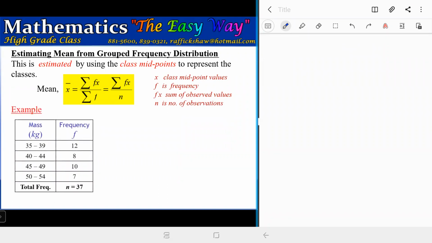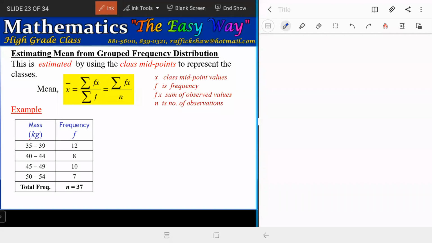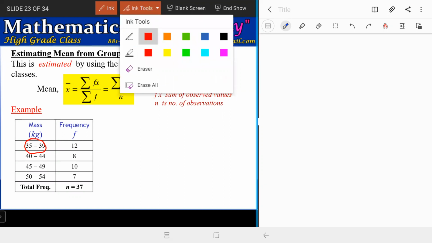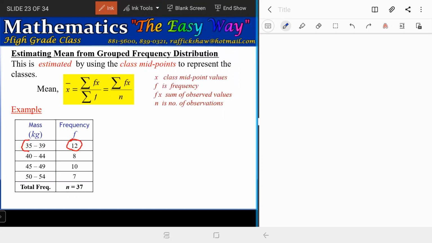So in this example, let's say this is the mass of some cows or something, I don't know, mass of some stuff. And the data is grouped. So between 35 and 39 kilograms, there are 12 observations. So these are the masses of some balls, some metal balls. What this is saying is that 12 of them measure between 35 and 39. But the problem is that you don't know the actual measurement. Maybe none of them measure 35 and none of them measure 39.